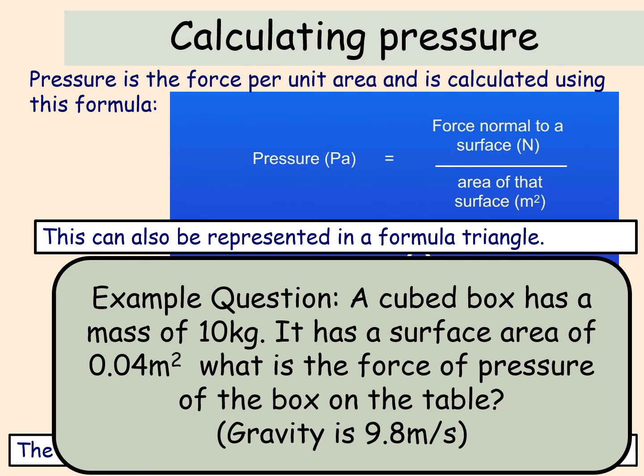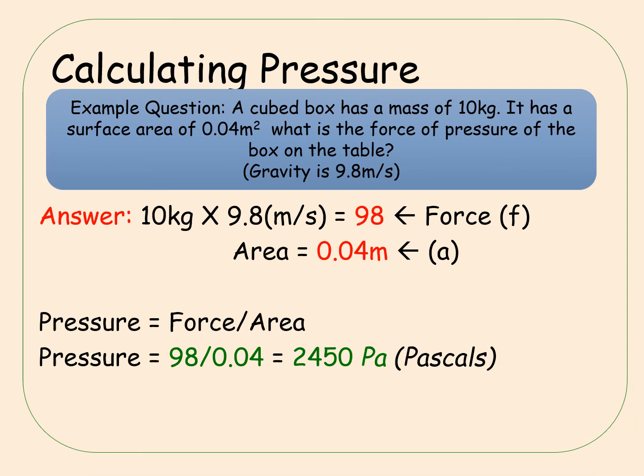So for the example question, a cube box has a mass of 10 kilos. It has a surface area of 0.04 meters squared. What's the force of pressure on the box at the table? Gravity is 9.8. We would round it to 10. So here we've got 10 times 9.8 is 98. The force is in newtons. Area is 0.04. So pressure equals force divided by area. 98 divided by 0.04 is 2,450 pascals.